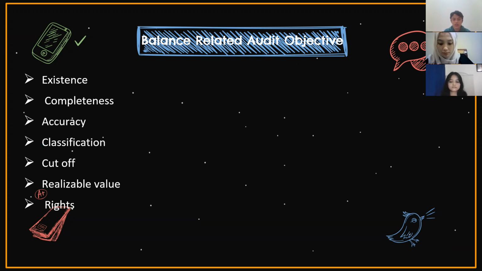The fifth, cutoff, transactions are recorded in the proper period. The sixth, realizable value, obsolete and unusable inventory items are excluded or noted. And the last is rights. The client has rights to inventory recorded on the balance sheet.